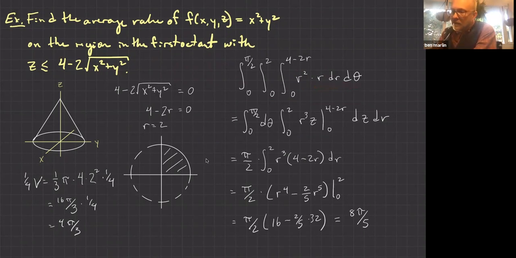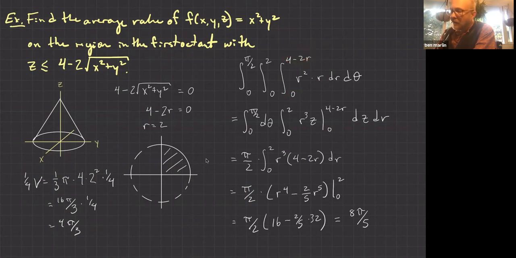So we need to think about, with this cone, we are integrating and having an arrow going up and hitting z equals 0, and then hitting z equals 4 minus 2r before it exits the region. And so our limits of integration with the z are 0 and 4 minus 2r.